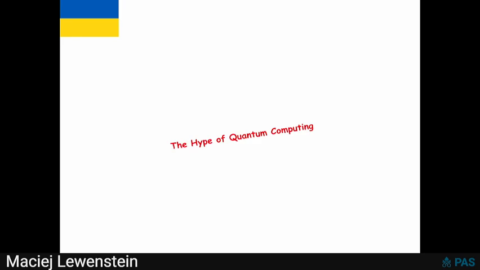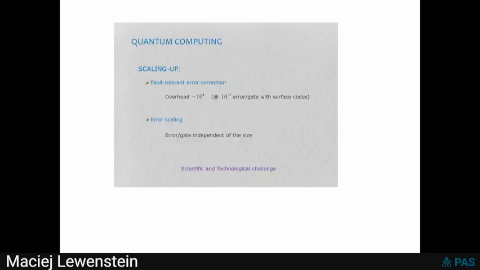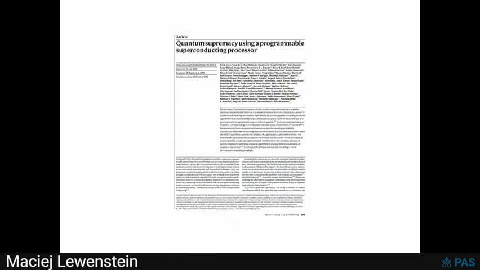So the hype of quantum computing has been mentioned already today. The problem is that in order to find errors and get good fault-tolerant error correction, we need an overhead of 10 to the 4 qubits for one logical qubit. We have this problem of scaling with the number of gates, etc. I think I stole this slide from Ignacio already 5 years ago.